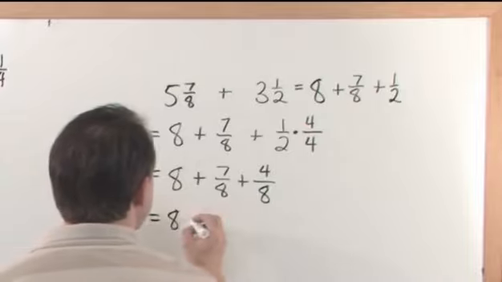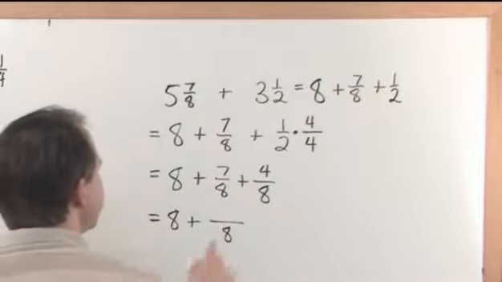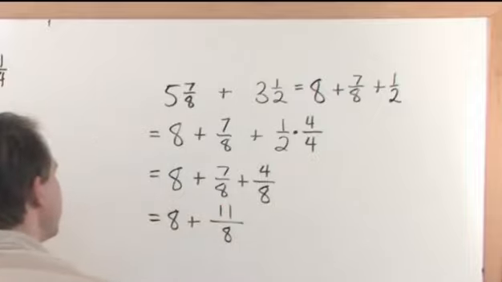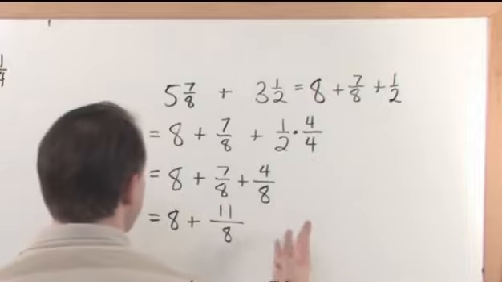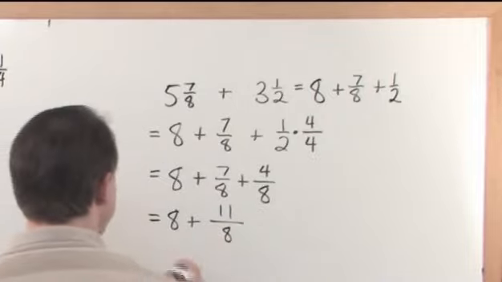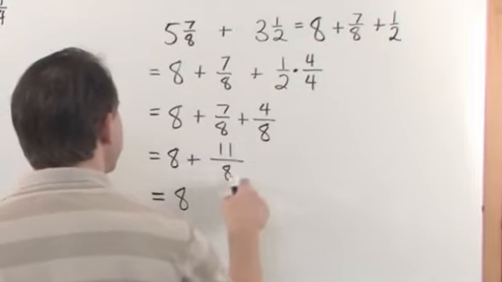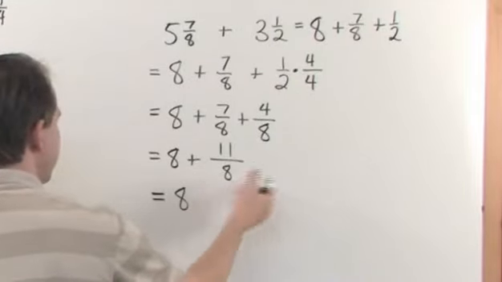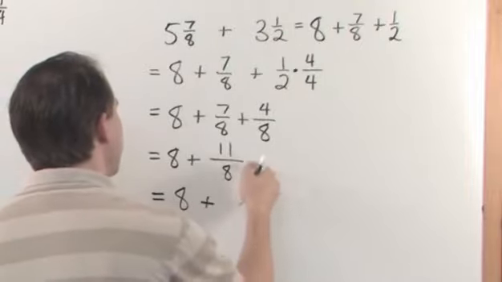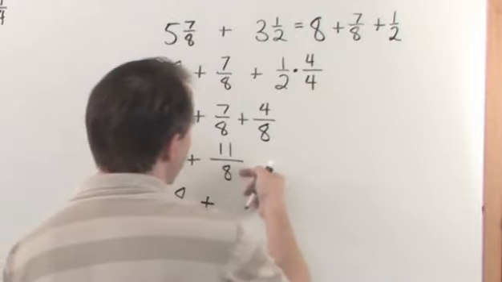8 plus. On the bottom is 8, so that just comes along for the ride. And on the top, you add them. 7 plus 4 is going to give you 11, because starting at 7, 8, 9, 10, 11. And 8 plus 11 over 8 is going to be the following. Notice over here, this fraction, by the way, this is the answer. 8 plus 11 over 8, that's the answer. But over here, 11 over 8, this is an improper fraction like we've talked about before. You have a bigger number on the top than the bottom.